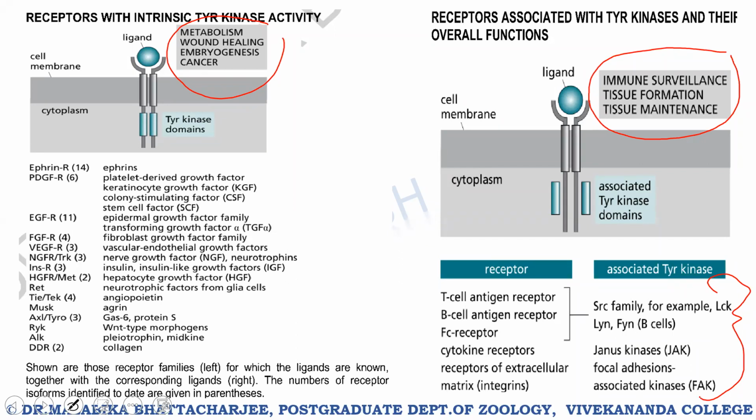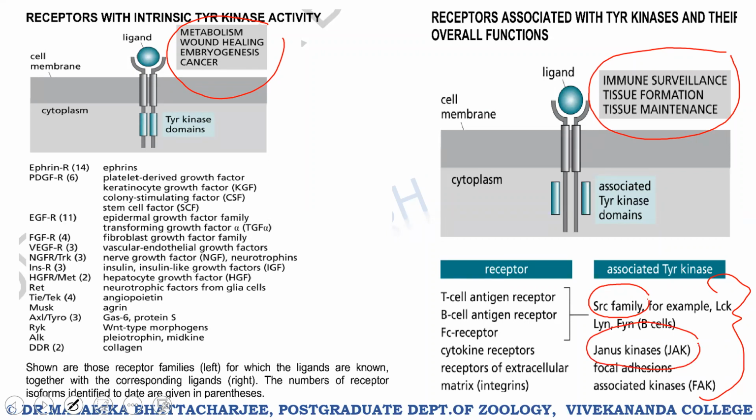In fact, while we're doing the pathways of RTK today, you will see the presence of the SRC family. And next day, when we will be doing the cytokine receptors, you will see the Janus kinase family.